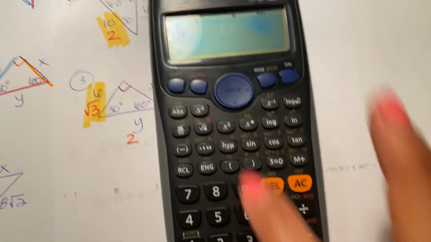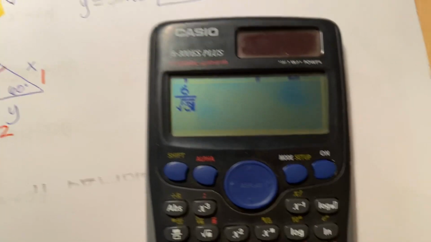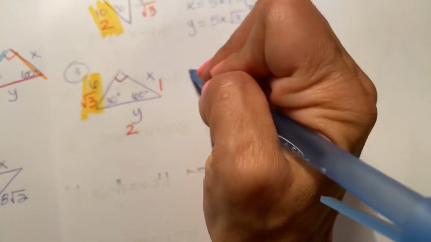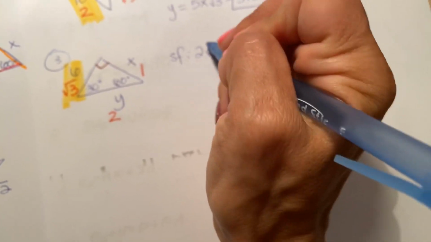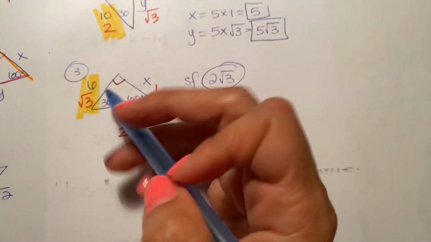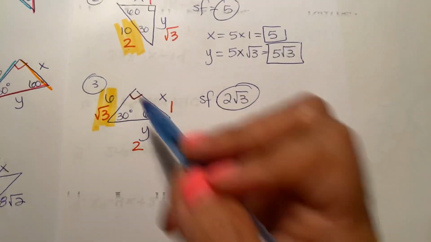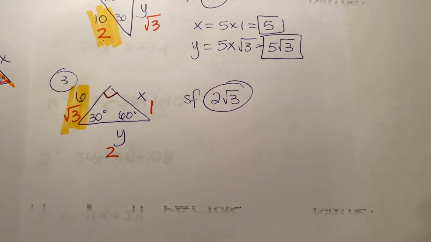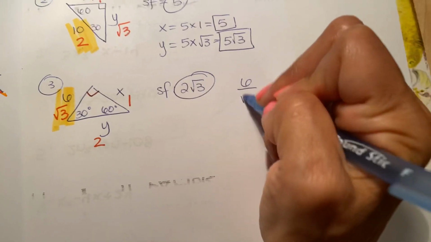6 rad 3. Oops, you can't even see. It gave you, yeah, 2 rad 3. Okay, so your scale factor is 2 rad 3. How? Rationalizing the denominator, right? So remember, these numbers are your scale factor. So 6 over rad 3.